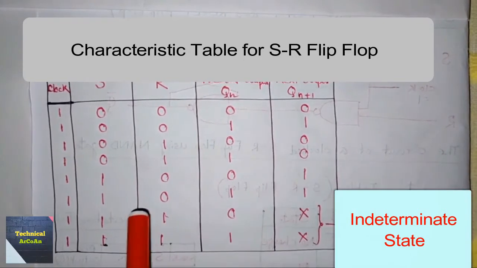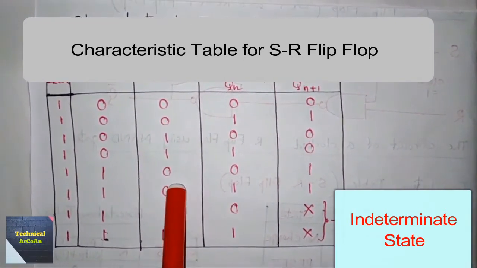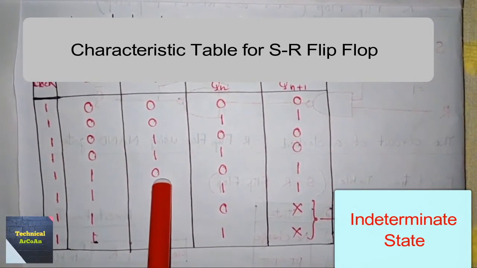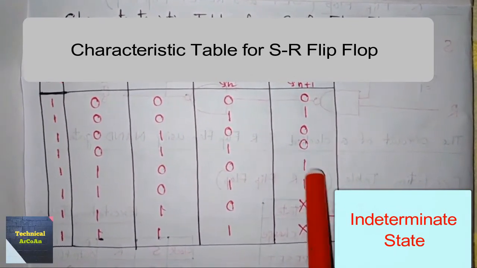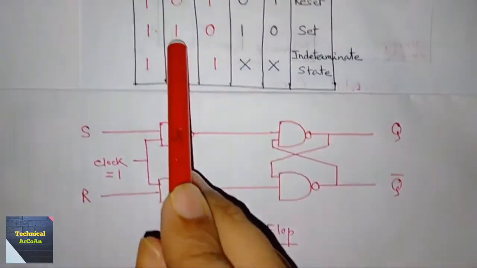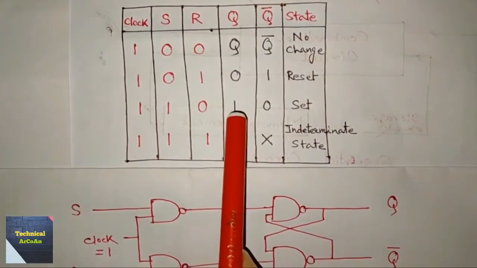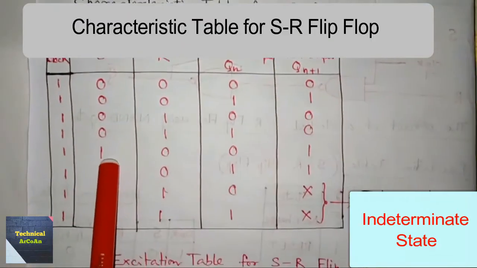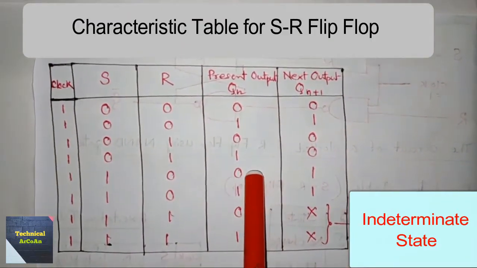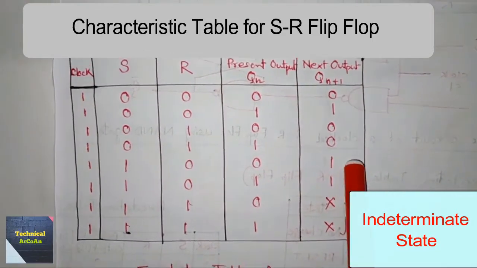In a similar manner, when S and R are 1 and 0 respectively, and whatever the present value, 0 or 1, the output is always 1, because in the truth table when S and R are 1 and 0, Q will be 1. So when S and R are 1 and 0 and the present value is 0 or 1, whatever it may be, the next output will be 1.